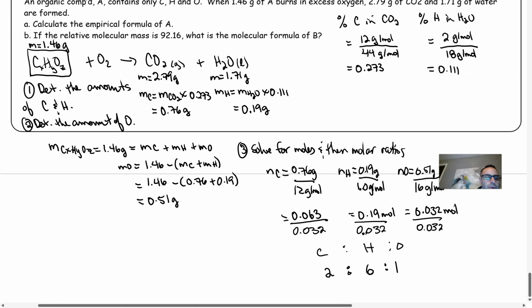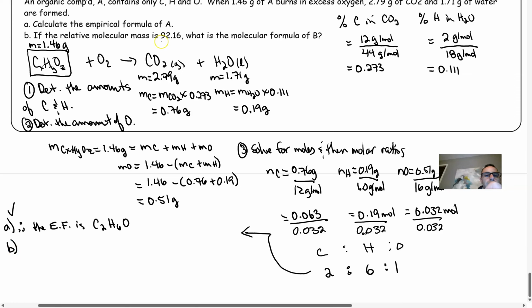So our empirical formula, I'm just going to write it, take this and put it over here. Therefore, the empirical formula is C2H6O. So now, this is part A done. Woohoo! All right, now for part B. Part B is really straightforward.